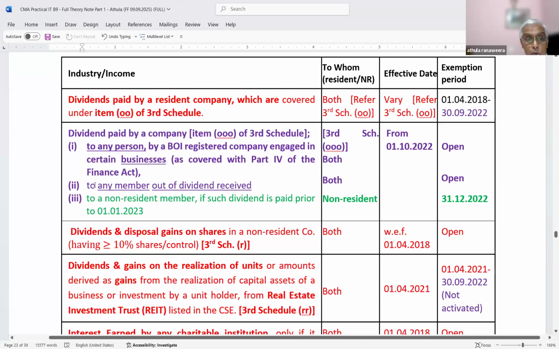Then number 2 is to any person, any member, out of the dividend received. That is valid for all of us. If a company is declaring the dividend out of the dividend received, then we need not pay tax on that. Then the last one, to a non-resident member, if such dividend is paid prior to 1st January 23, that means that is also no more now.